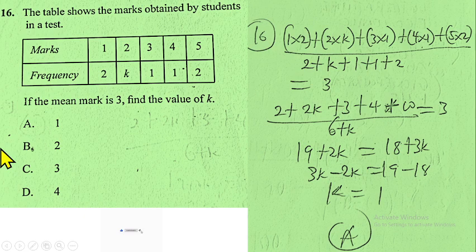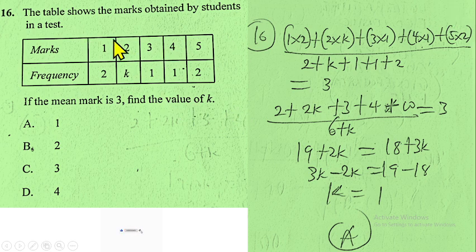Question number 16 is from statistics, and is about the mean of a group data. The table shows the marks obtained by students in a test. Marks are from 1 to 5, and the frequency is 2, k, 1, 1, 2. So this is a group data now. These are marks. That means mark 1 appears twice, 2 appears k times, 3 appears 1 time, 4 appears 1 time, 5 appears 2 times. If the mean of the marks is 3, find the value of k.